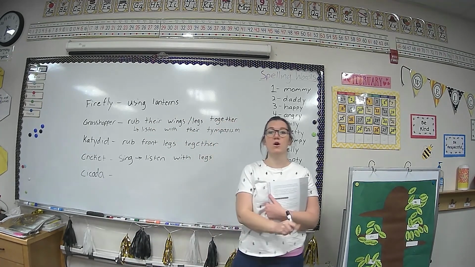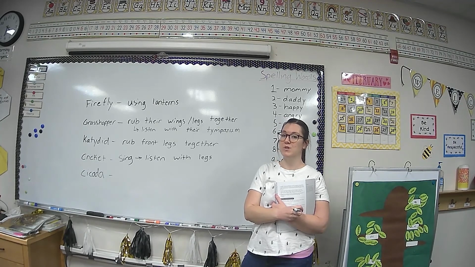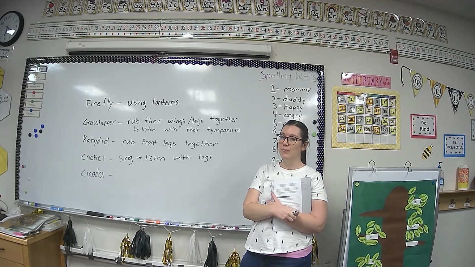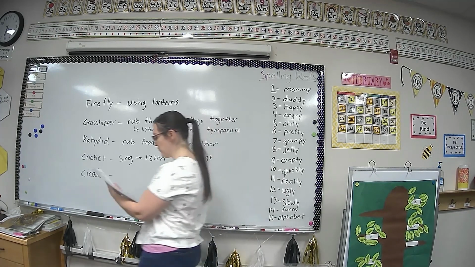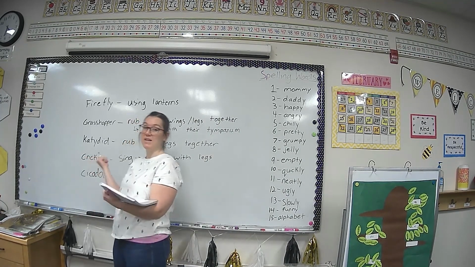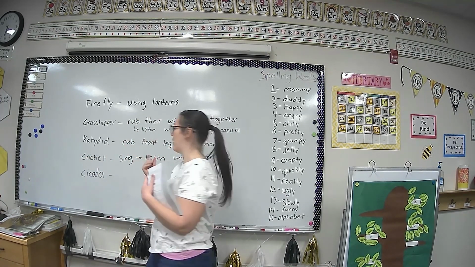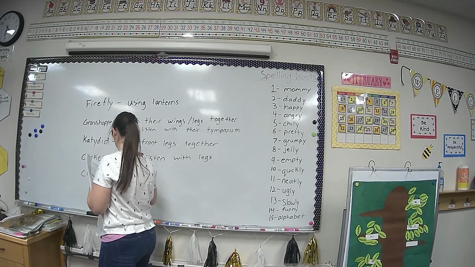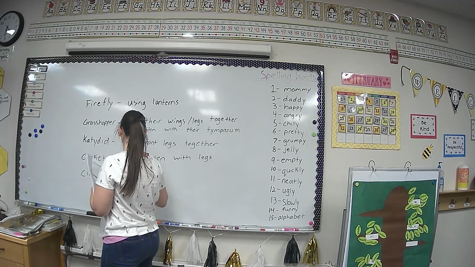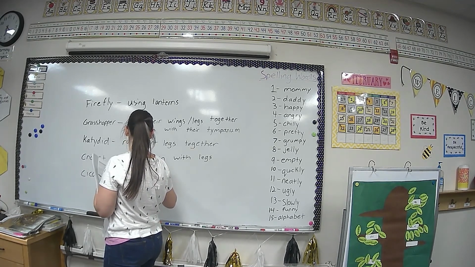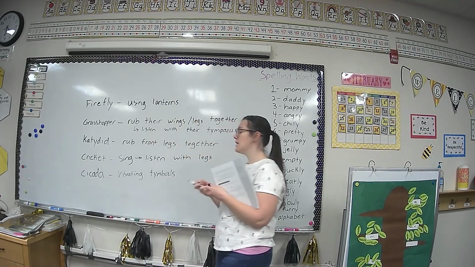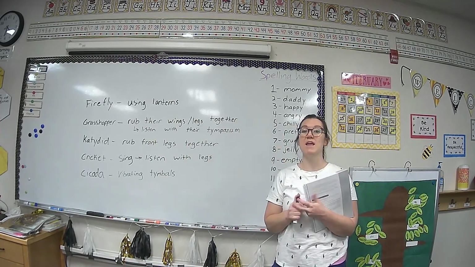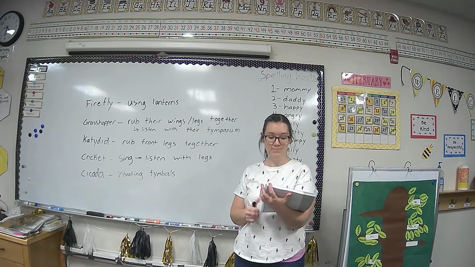And our cicada, our last insect, if you chose that one, you know that a cicada communicates by vibrating the tympans that create that loud noise. Vibrating is kind of like rubbing really, really quickly. It rubs its tympans together to make that loud, loud noise.